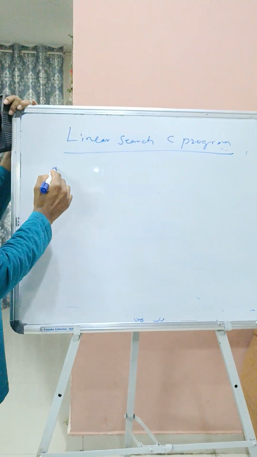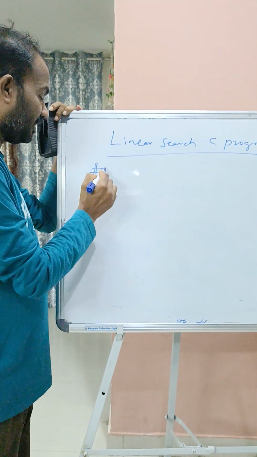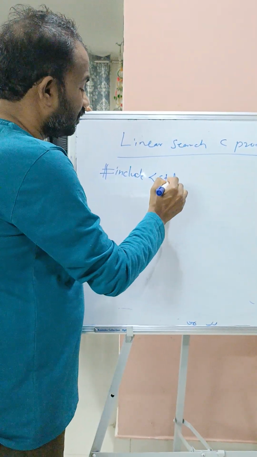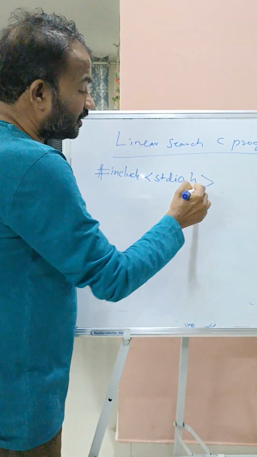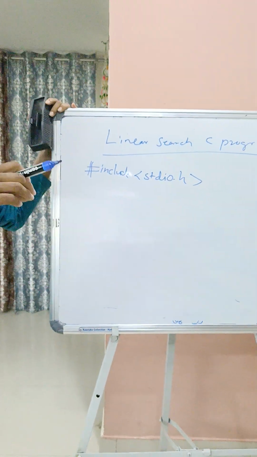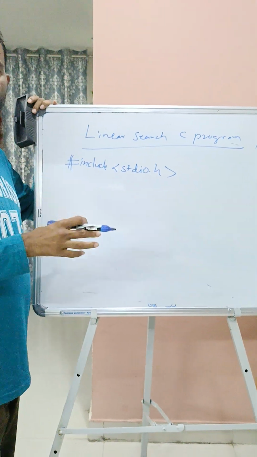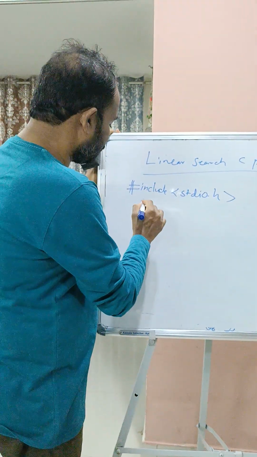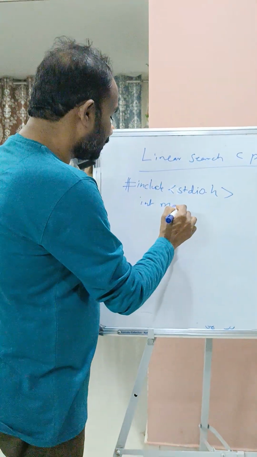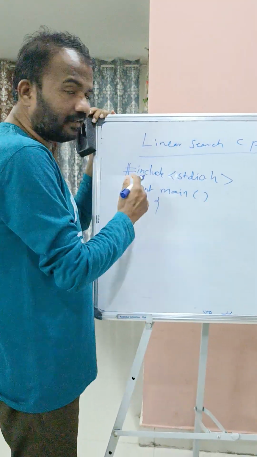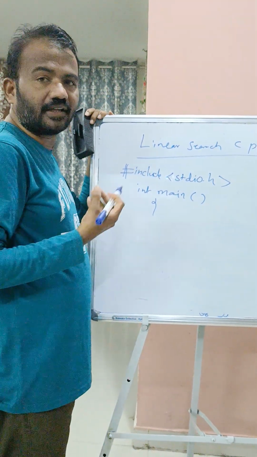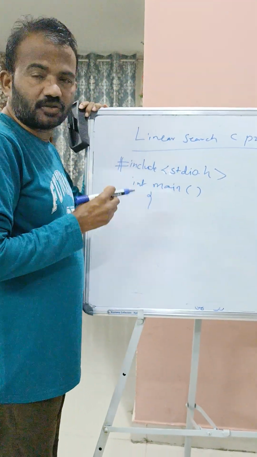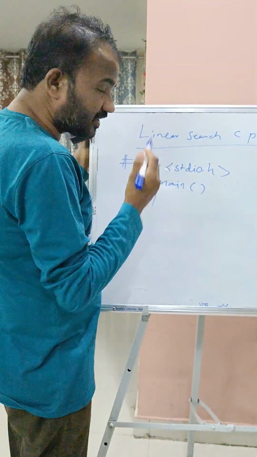So what is the first step in the C program? #include <stdio.h>. Why are we taking this first line? Because whenever we need to use printf and scanf statements in the program, first we need to include this library file. Right? Next, int main. Int is the return type. Suppose we are returning an integer value, then we have to take int main. Right? So int main.